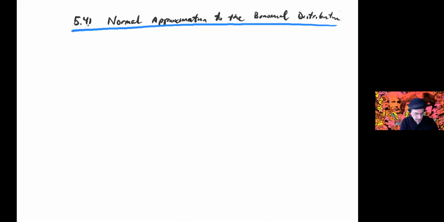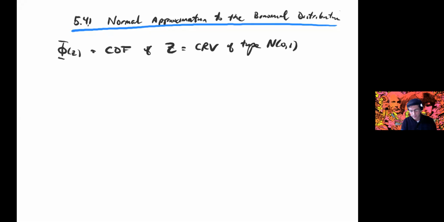In what follows, I'd like to let phi of little z be the cumulative distribution function of Z, which is a continuous random variable of type N(0,1). So it's a normal random variable, and its mean is 0 and its variance is 1. This is just notation.